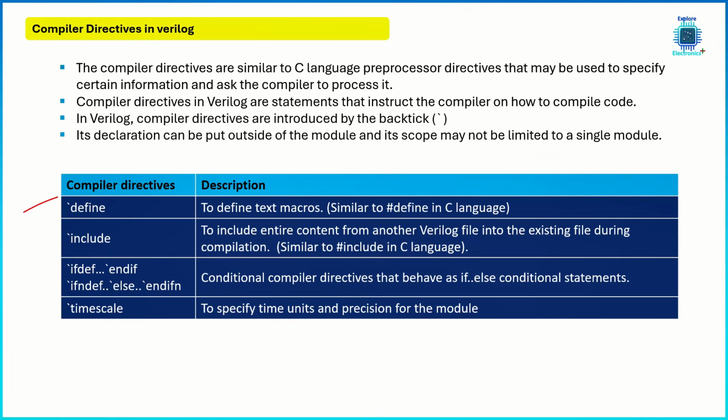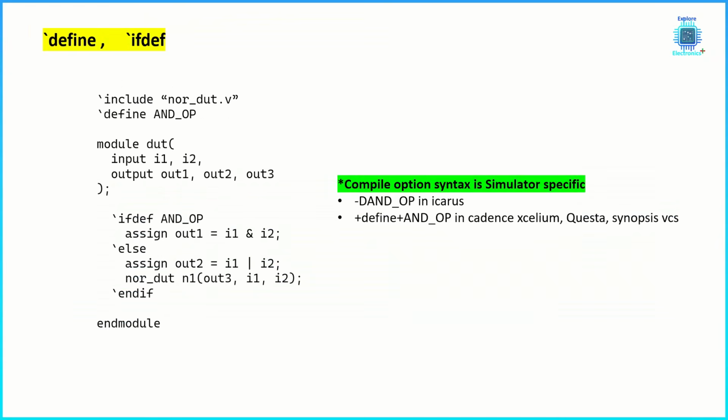We can use it as some constants or to define something. Then we have tick include. This will include the entire content of a file into the module. We have ifdef or ifndef. If something is defined, then only include this code. If something is not defined, don't include that. And timescale we have seen already. All these things will be executed at the time of compilation itself.